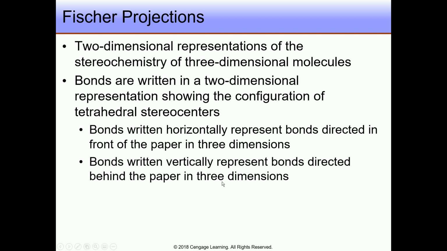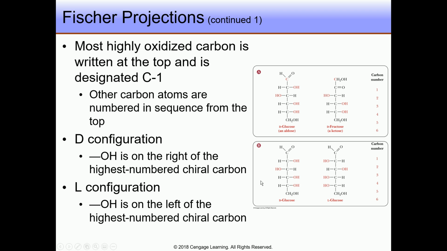So these are the Fischer projections for glucose and fructose. Glucose has an aldehyde group, so it's an aldose. Fructose has a ketone group, so it is a ketose. And in these Fischer projections, the most highly oxidized carbon is written at the top and is designated as carbon number 1.